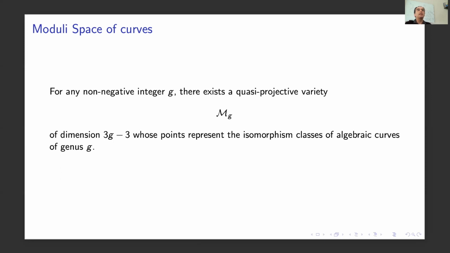So this variety has been extensively studied. First of all, it has dimension 3g minus 3. And this somehow corresponds to the fact that the bigger the genus is, the bigger this object is, the more curves of such a genus there are.